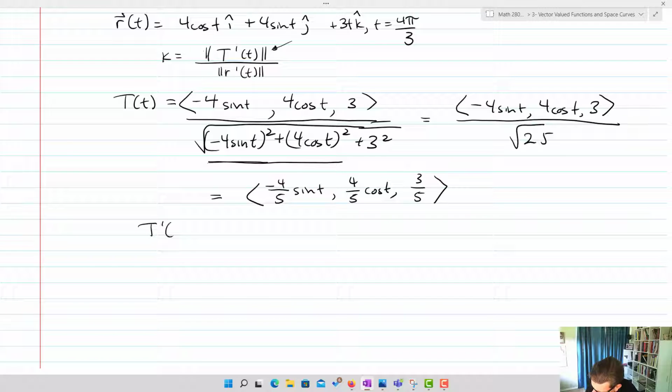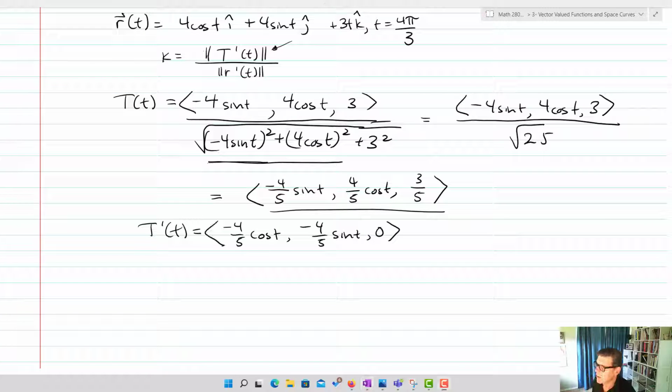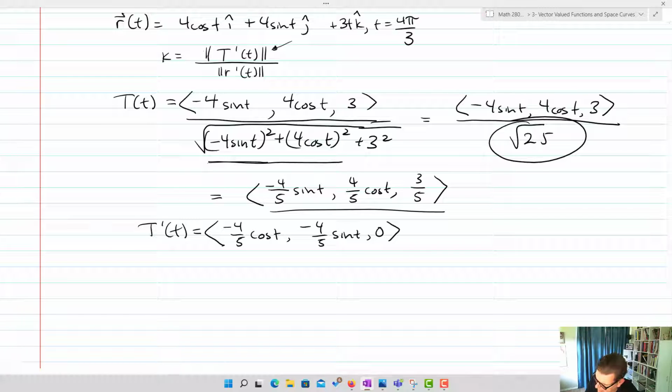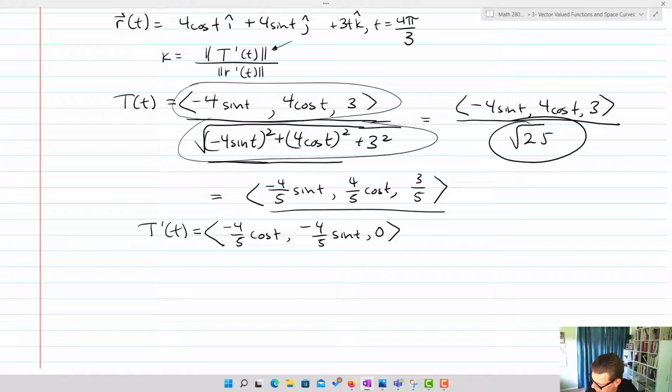So T prime of t is going to then equal the derivative of T of t, and so that'll end up being negative 4/5 cosine t, negative 4/5 sine t, and 0. Now, it turns out that this right here is actually the magnitude of r prime of t, because that's what we found. This is r prime of t. This is then the magnitude of r prime of t.